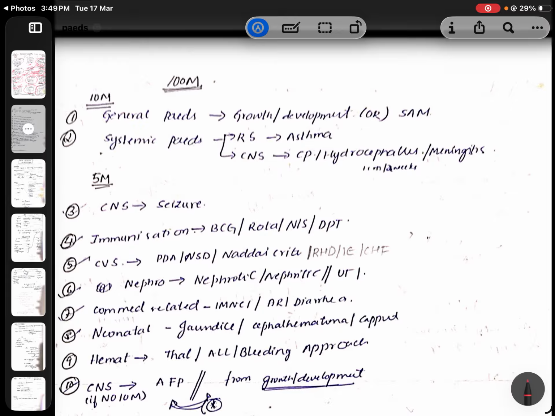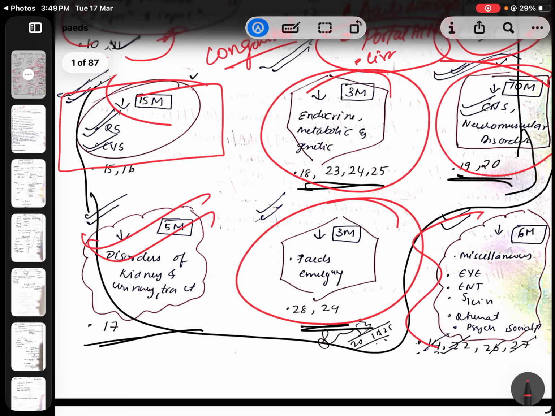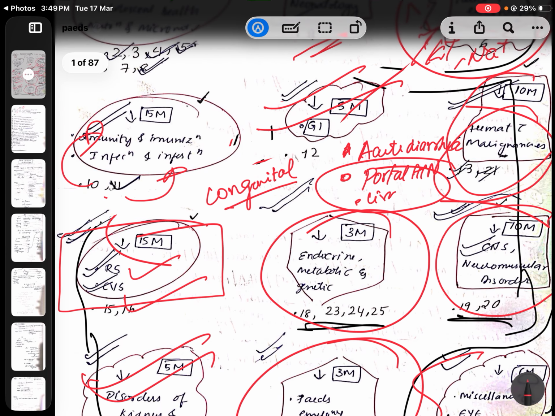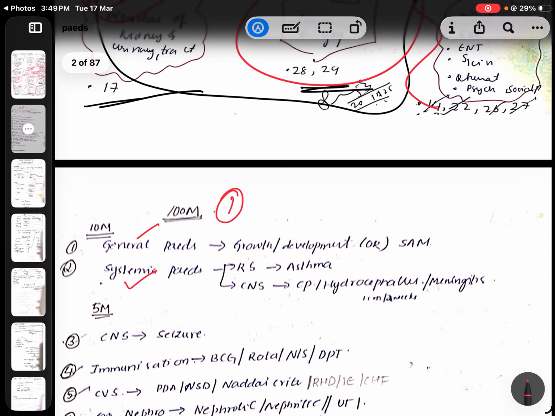So for the 10 marker, the basic idea is that one question needs to be from general pediatrics and one question needs to be from systemic pediatrics. Under systemic pediatrics, according to weightage, what are the areas where you can get a 10 marker? One is under RS, one is under CVS, and also hematite malignancies. But the problem is that hematite malignancies, they have never asked. But CNS and neuromuscular is something which is common. Again, I've written RS asthma as first, but they have never asked. This is something which we can expect.